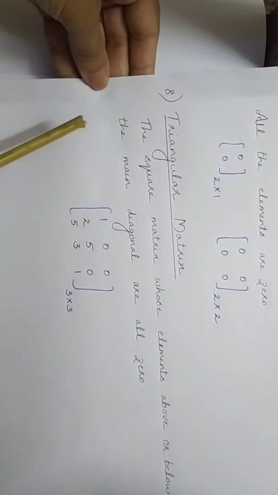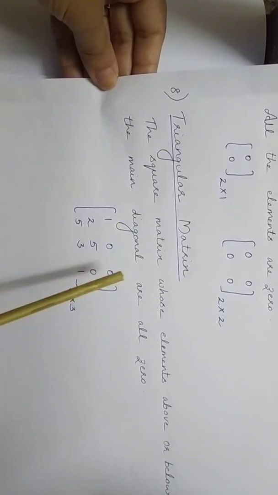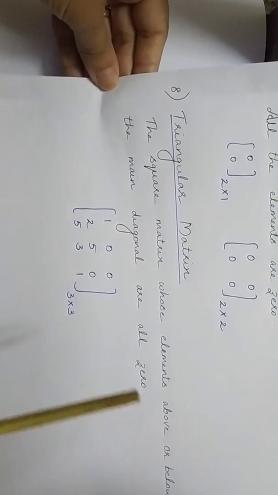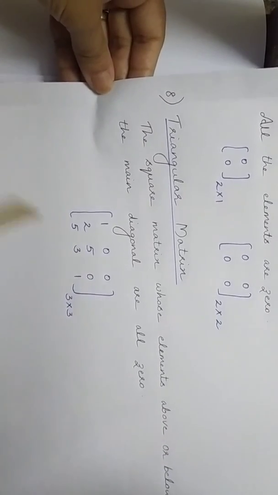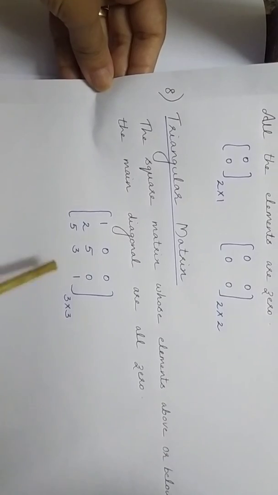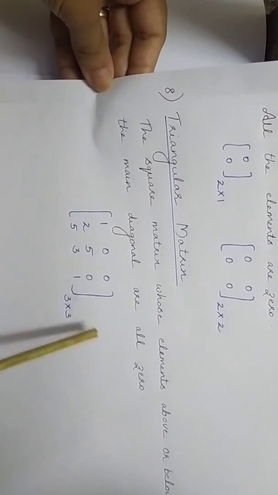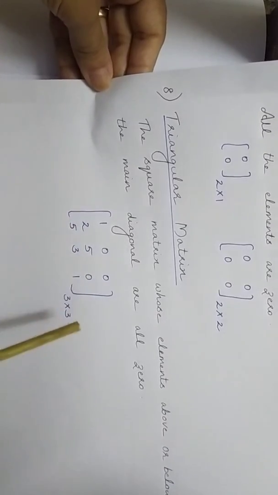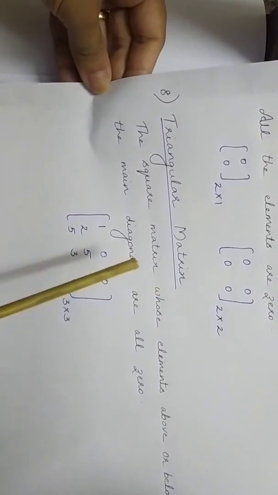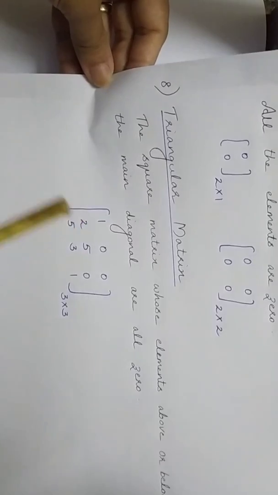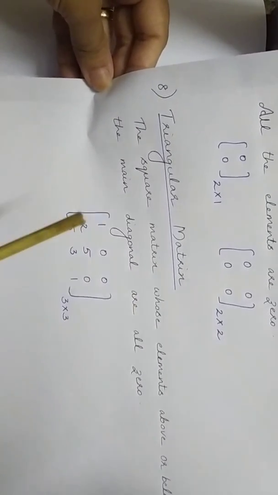Now the next type of matrix is the triangular matrix. It is a square matrix whose elements above or below the main diagonal are all 0. For example, this is a given matrix: 1 0 0, 2 5 0, 5 3 1. This one is a 3x3 matrix. A triangular matrix can be divided into two types: upper triangular matrix as well as lower triangular matrix.